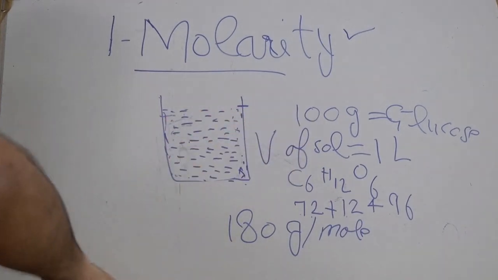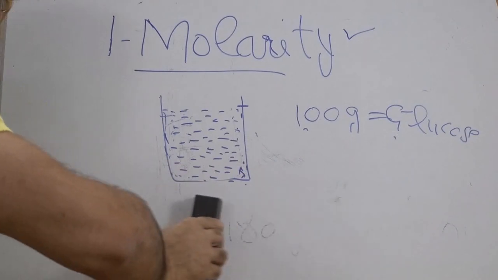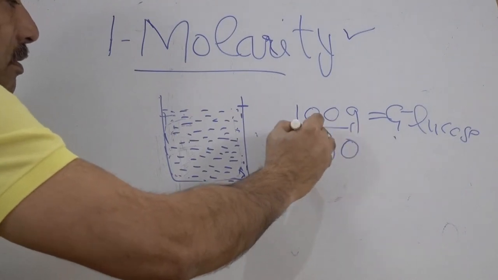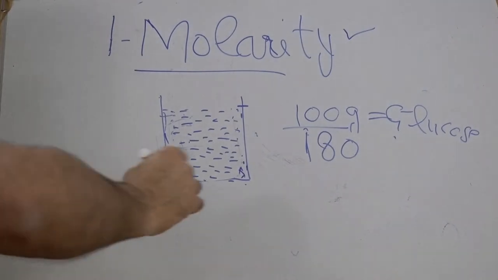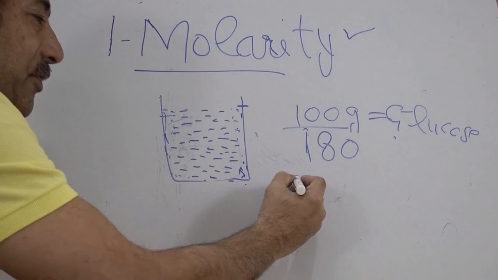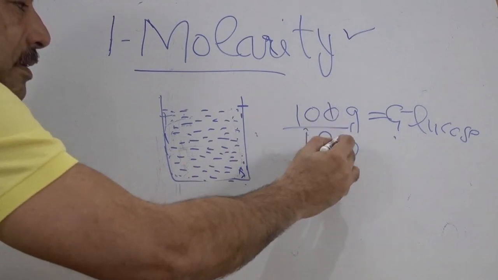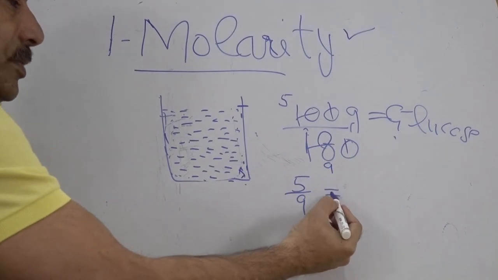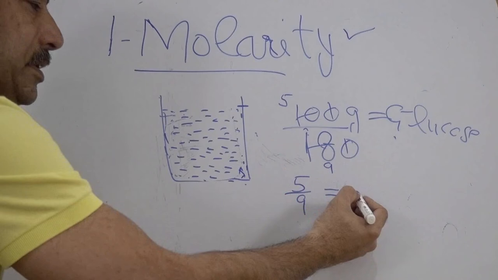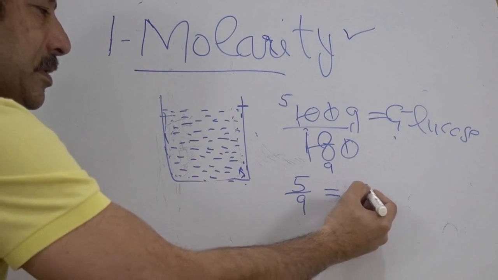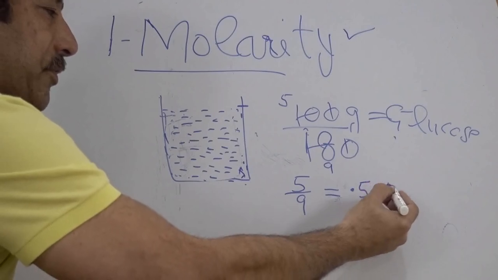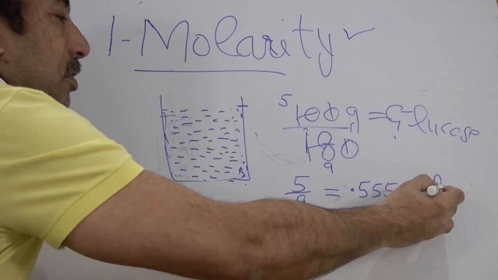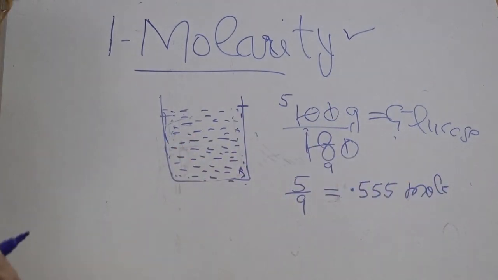Here we have to find out the number of moles in 100 gram. Then that would be equal to 100 divided by 180. Means 5 upon 9. Means it would come out to be 0.5555, right, moles. Therefore, this solution is this much molar.